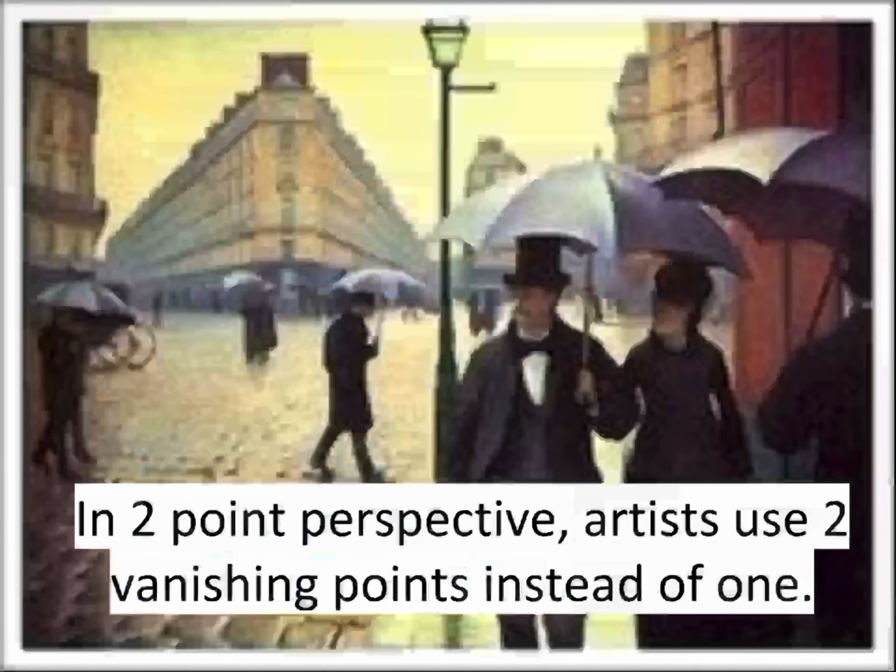In 2-point perspective, artists used 2 vanishing points instead of 1. So take a look at this artwork here. See if you can guess where those 2 vanishing points might be. Remember, you're looking for converging lines. Converging means they come together. Starting far away, coming together.